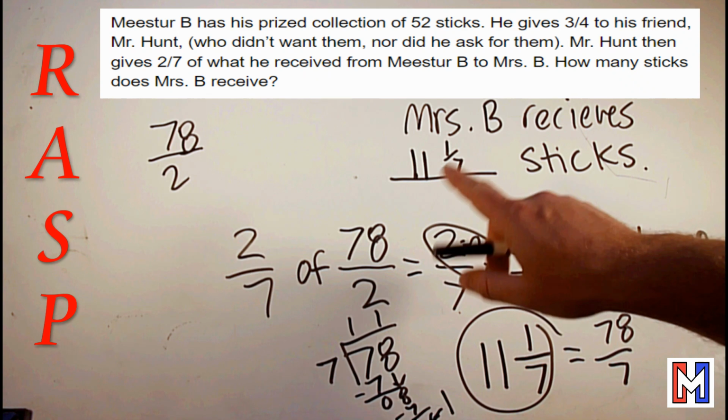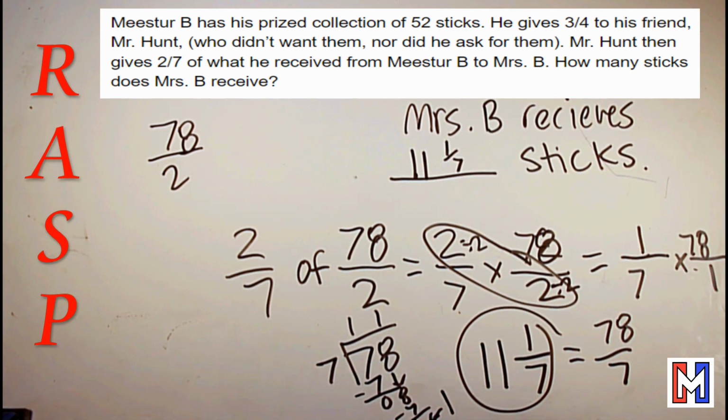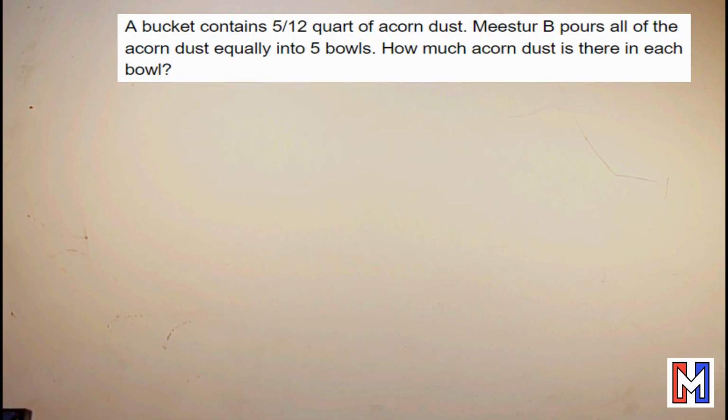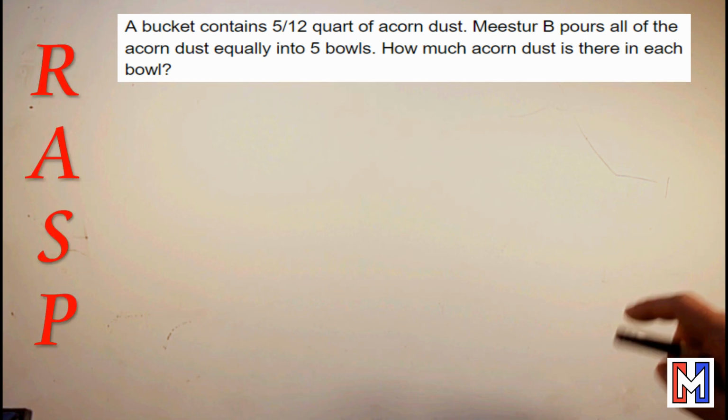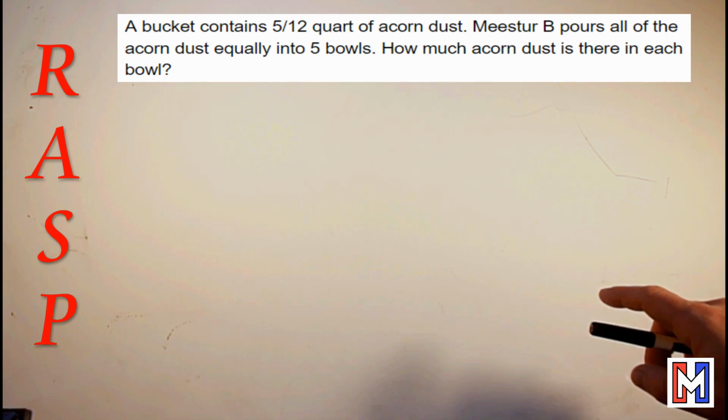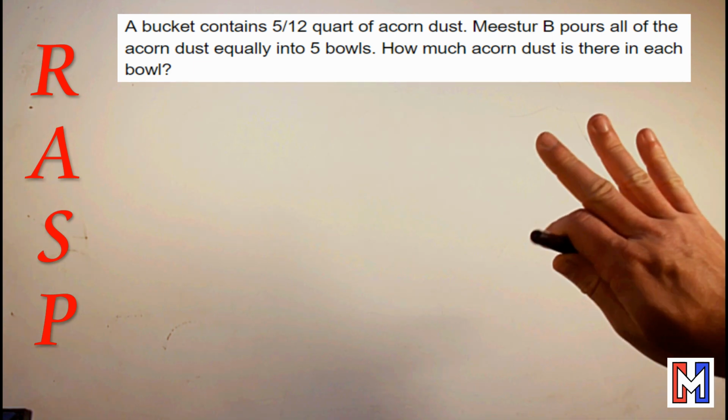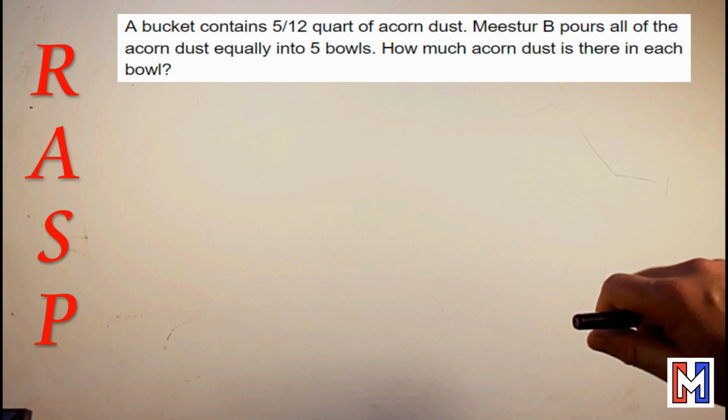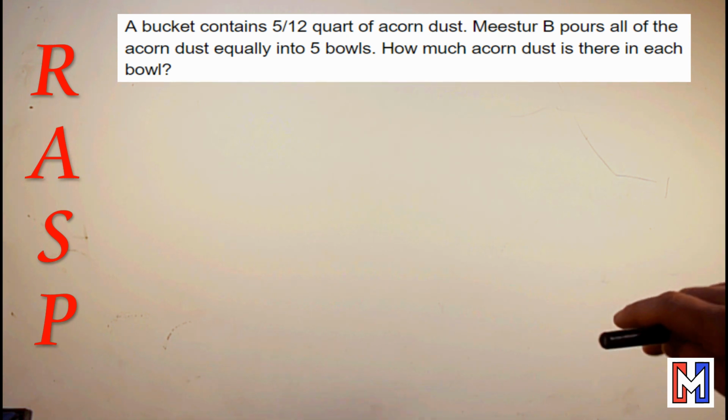All right, let's erase this. All right, next problem. Let's try this one. So, a bucket contains 5/12 quart of acorn dust. Mr. B pours all of the acorn dust equally into 5 bowls. How much acorn dust is there in each bowl?